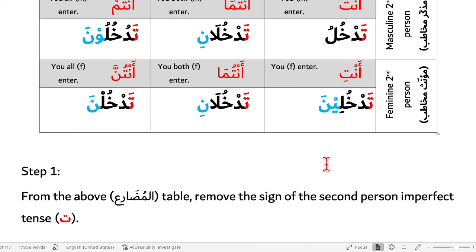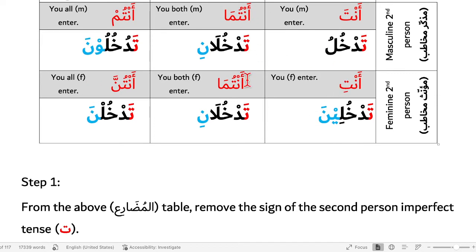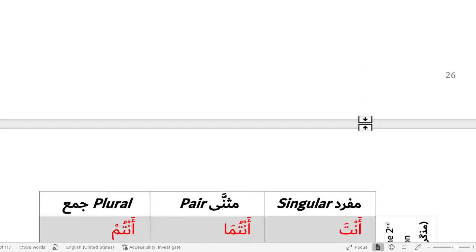So what is the first step? From the Mudare table, remove the sign of the second person imperfect tense, the ta. Remove that ta from each one. So we're making a command verb from the present regular form, and we can only command the second person, so only these six combinations. The first rule is remove the ta.